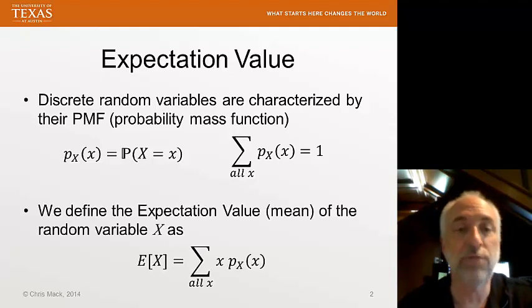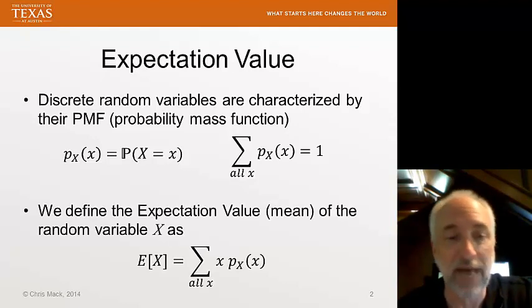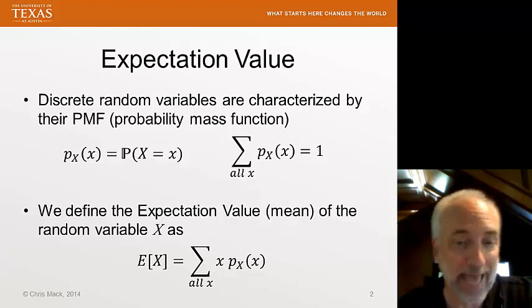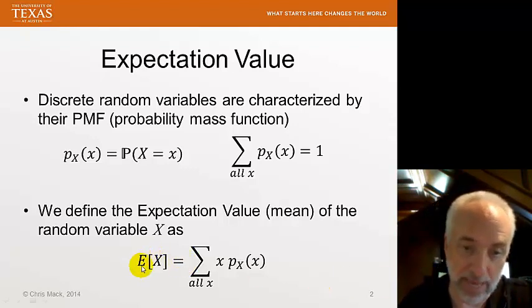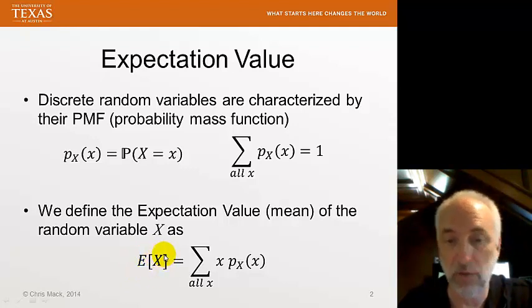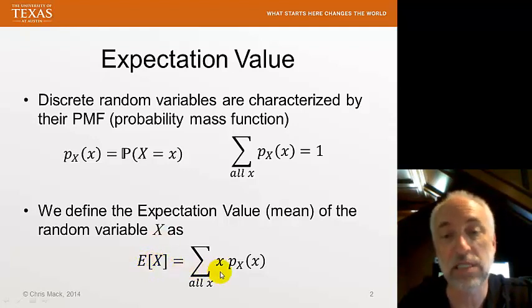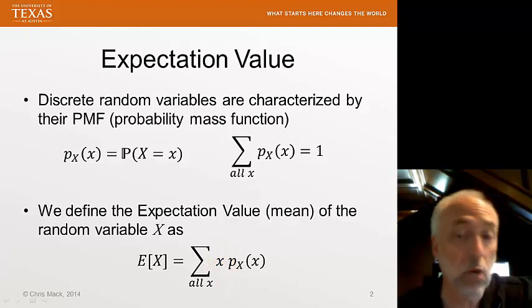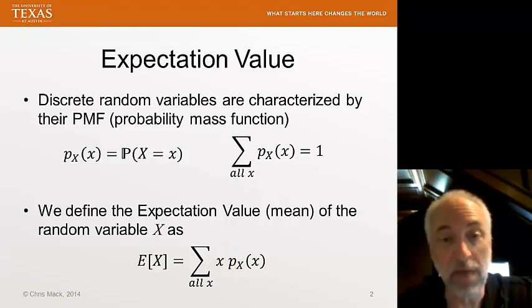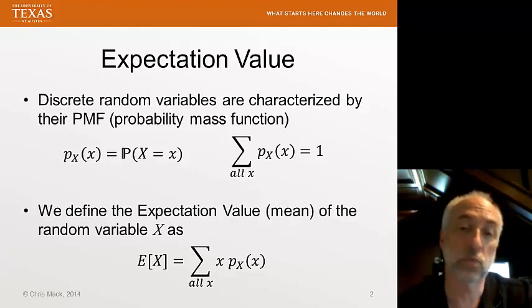Now we will define the expectation value of the random variable X as, we use the symbol capital E for expectation, square brackets, we always use square brackets to represent the expectation. The expectation of X is simply the weighted sum of all the x values, weighted by the PMF, the probability that the random variable will take on that value.